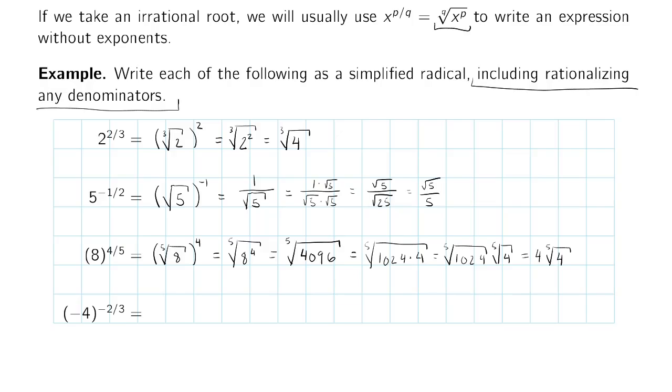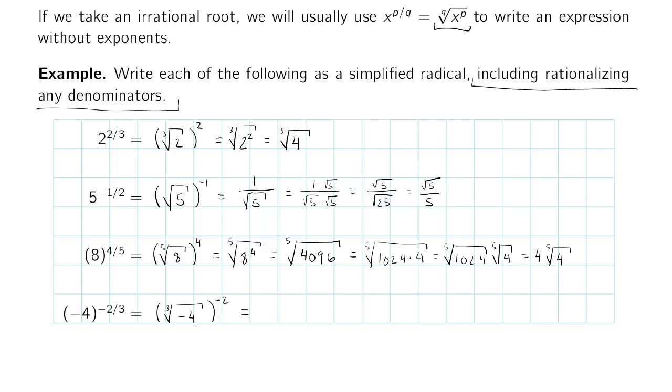Finally, negative 4 to the power negative 2/3. I could say that this is the third root of negative 4, all to the negative 2 power. But negative 4 doesn't have a nice third root. It does have a third root, right? It's some negative number, but it's not a nice one.